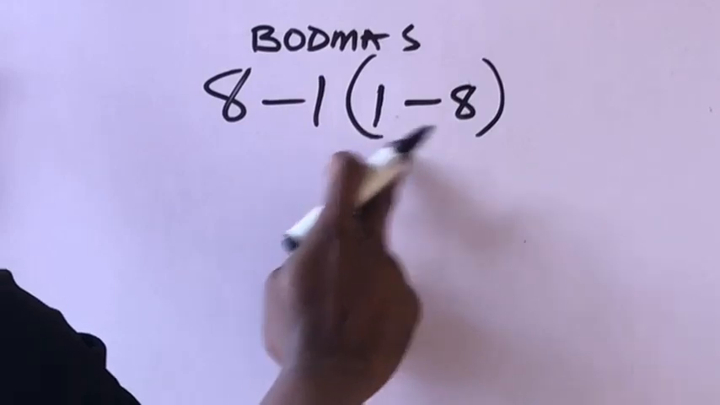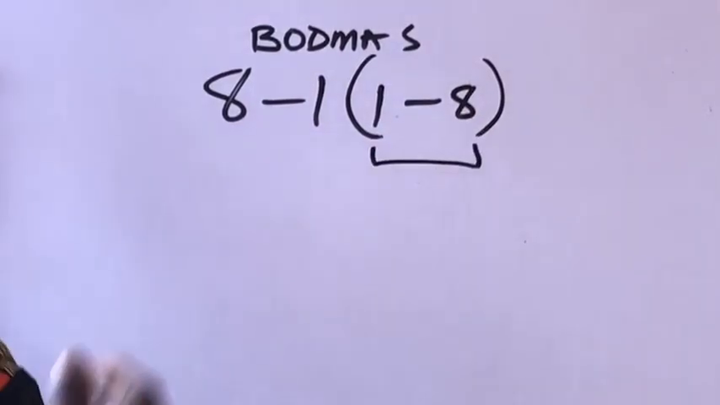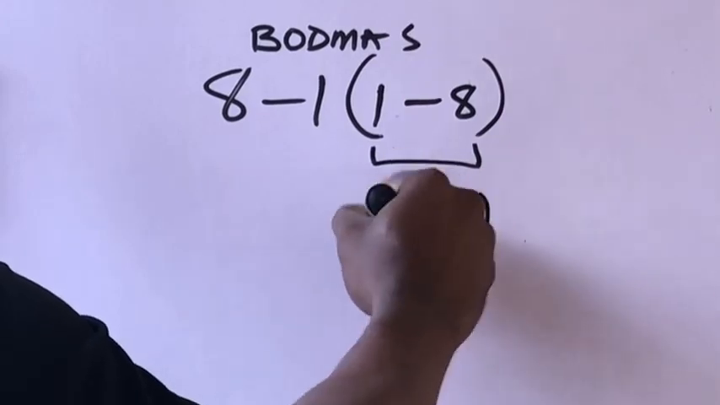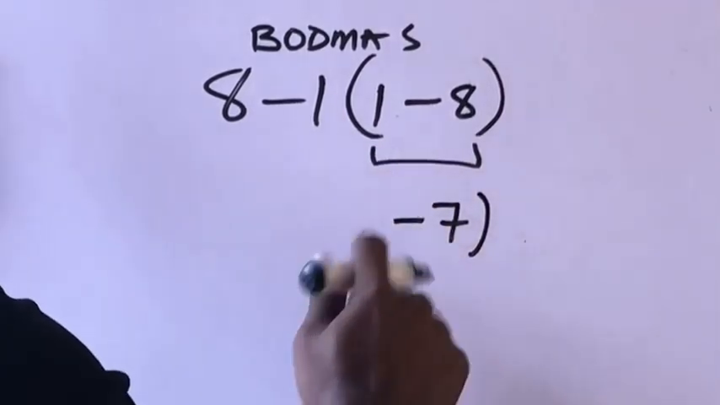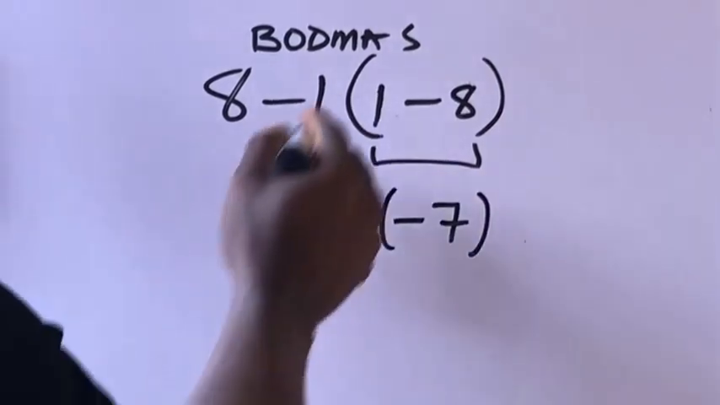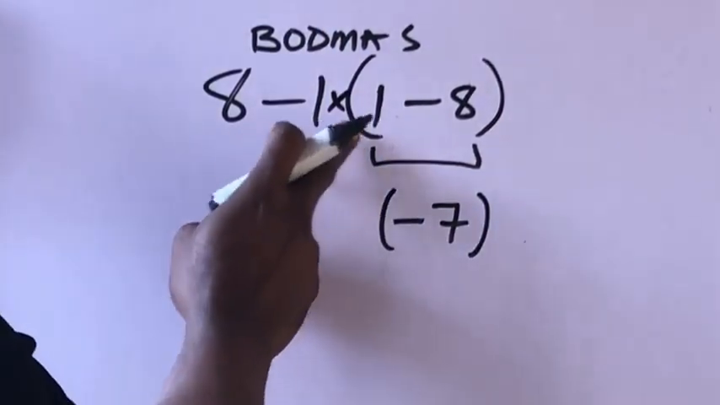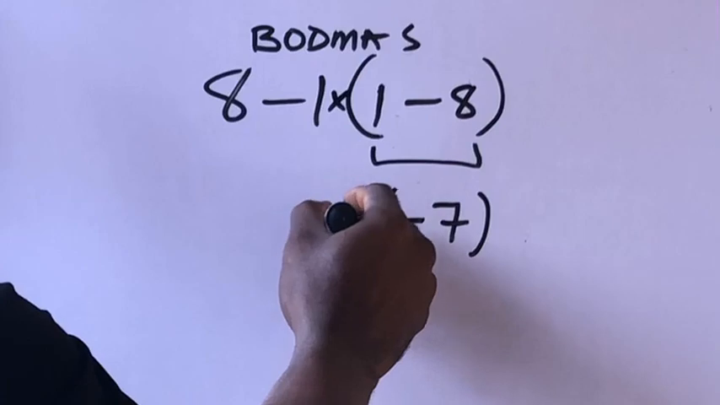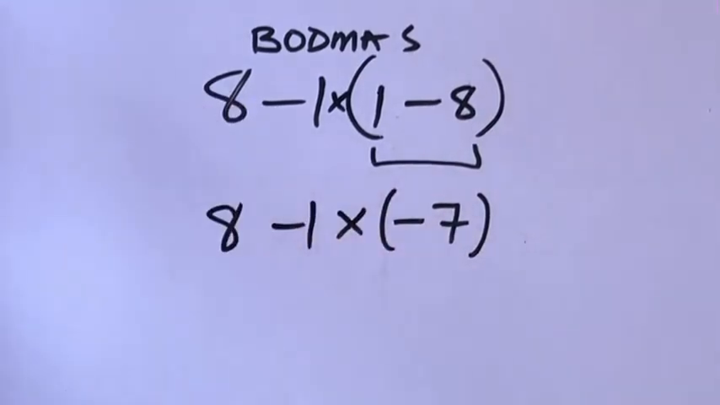So first of all, we have to solve what is inside this parenthesis. So this minus this will give us what? Minus 7. Let's put it in bracket like this for clarity. Then there's a visible multiplication here, don't forget. Whenever a number is close to any parenthesis, it is multiplication. That is the rule. So we put the multiplication here, then our minus 1 and 8.